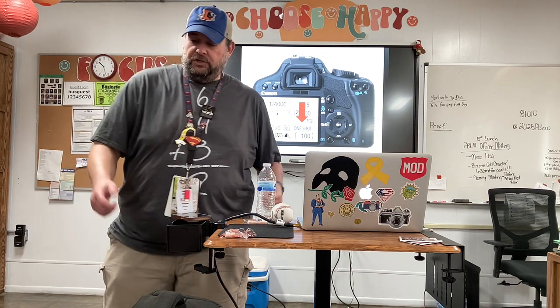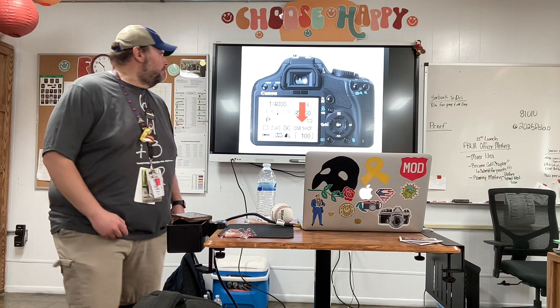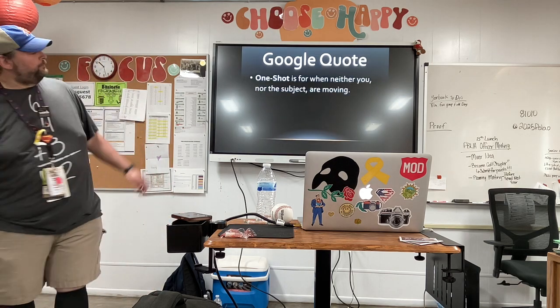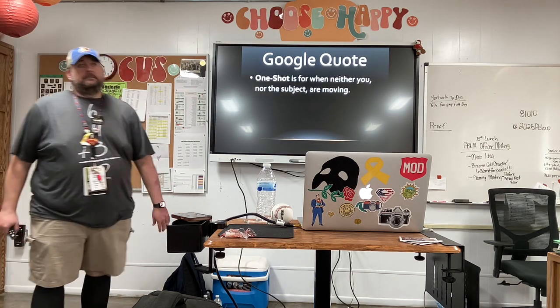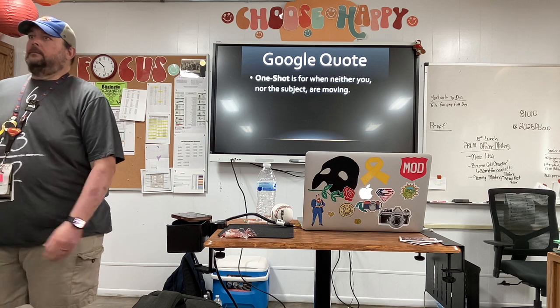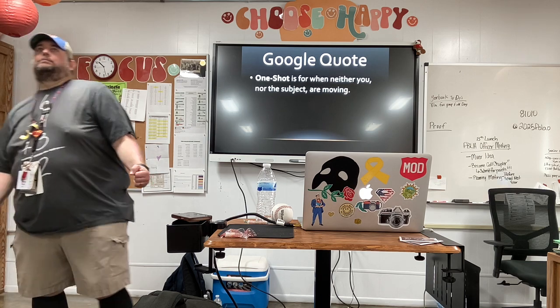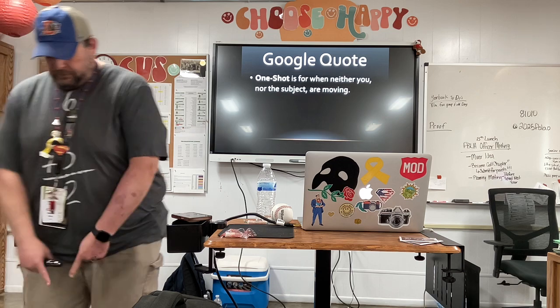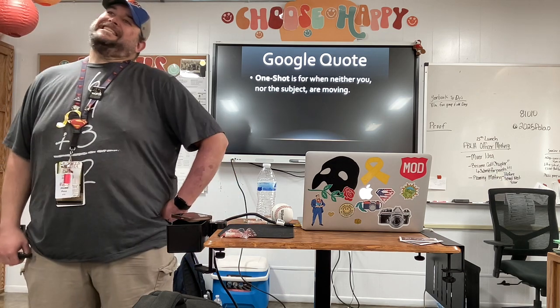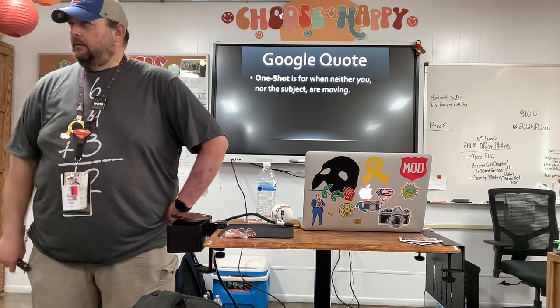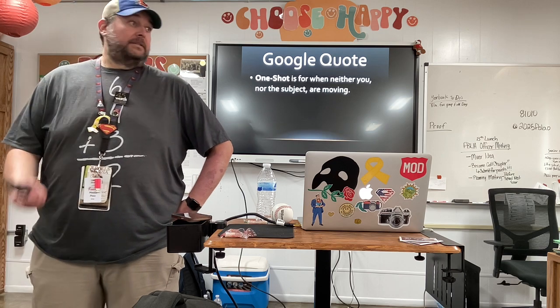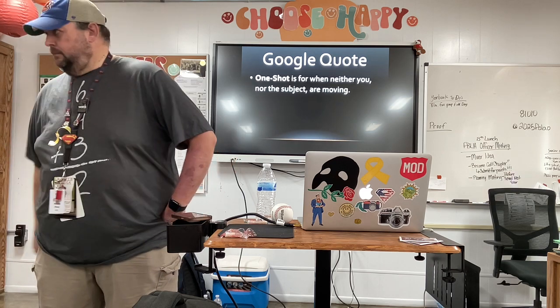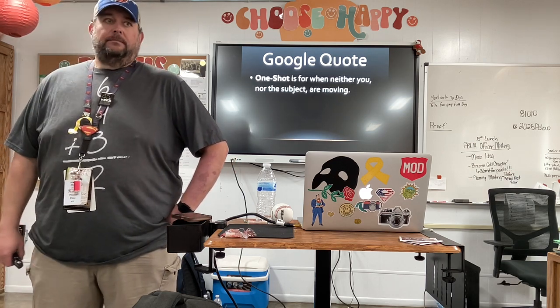All right, I'll give you the definitions of them. We'll use the Google definitions. The first one is one shot. It's when neither you nor your subject are moving. Think about when I'm taking prom portraits. I have a guy and girl in front of me. They walk up to the particular spot on the ground. They stand and go, cheese. I'm not moving, right? My photographer is not moving. My subjects aren't moving. So I can shoot in one shot.